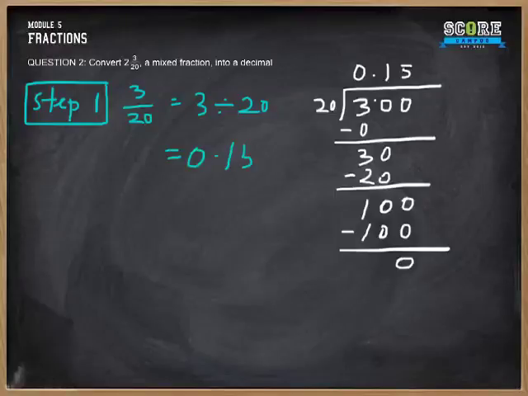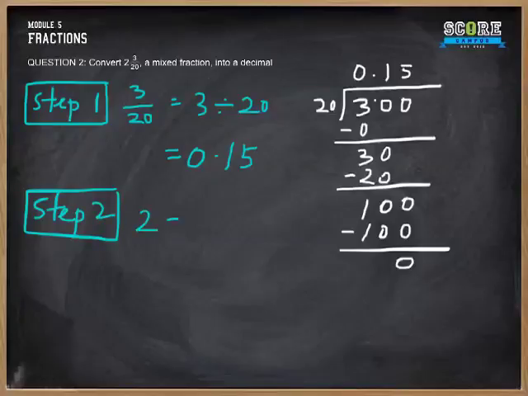Now we add back the whole number to get the final answer. So that is step 2. Remember the 2 that we left out earlier. We've got to bring it back into the picture now. So it is 2 plus 0.15. And voila, you got the final answer, 2.15. Well done. Let's move on to the last question of this segment.